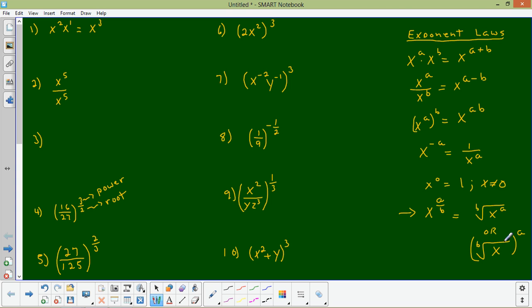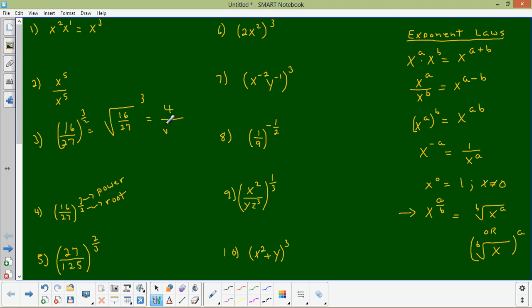Typically people do the root first when working with an actual number because it makes the number smaller, and then they raise that smaller number to a power. So in this case, 16/27 to the 3/2 power means the square root of 16/27, cubed. Well, of course, the square root of 16 is 4.